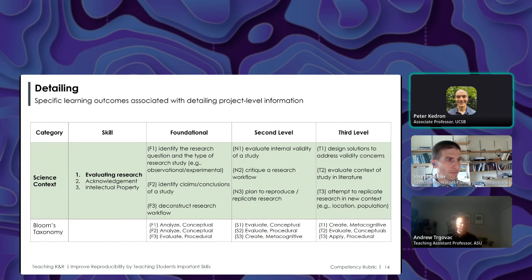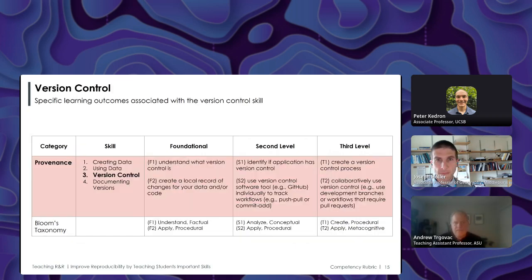So here's one example of one of our skills within one of our competency areas in this rubric. Just to give you one more example to bring home this point, you can see already how it works, but within the provenance competency, we want people to develop this broad competency of generating and using and evaluating provenance. Within here, for instance, we've got the skill of version control. And again, you can see the unfolding of the foundational levels of achievement, the second levels of achievement, and the third levels of achievement.